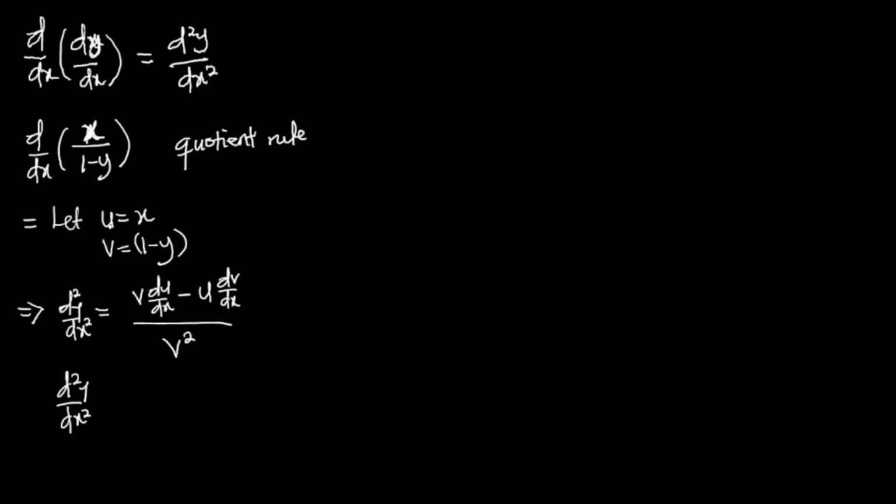If I differentiate u, I get du/dx, and if I differentiate x, I get 1. Now if I differentiate v over here, dv/dx is equal to, if I differentiate 1, I get 0. If I differentiate negative y, I get negative dy/dx. So from here, I can now do these two substitutions into this formula to get my answer.